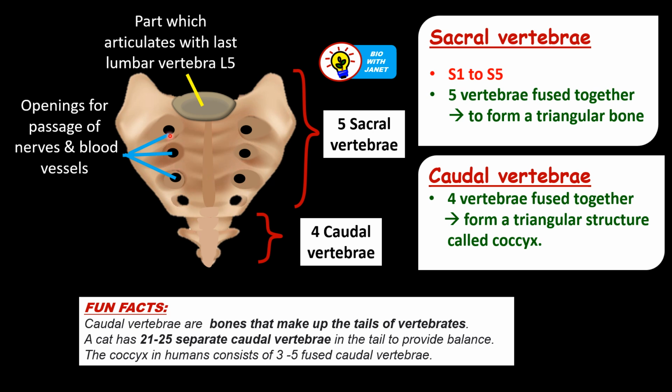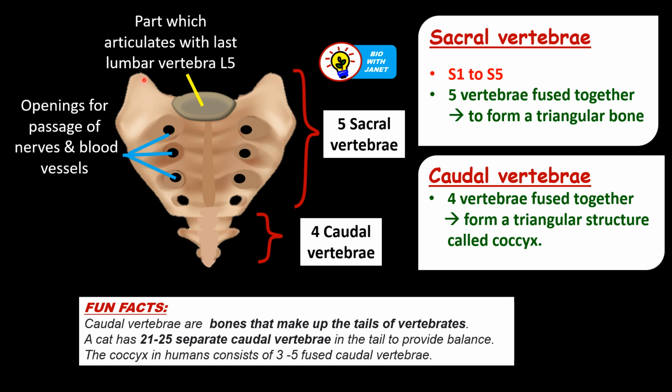The sacral vertebrae, when they are fused together, are called the sacrum. So this piece of bone is called the sacrum. It has pairs of openings for passage of nerves and blood vessels from the top down to the legs, on both sides of the body.